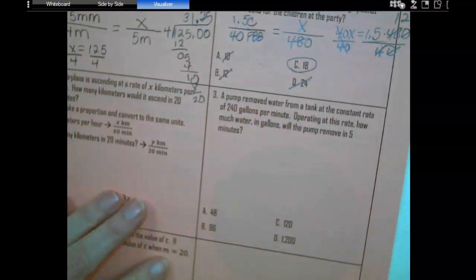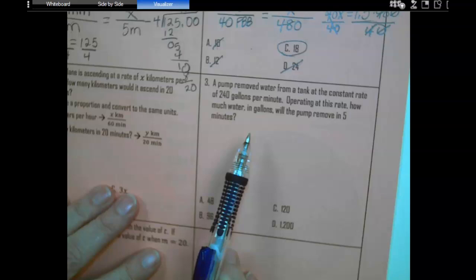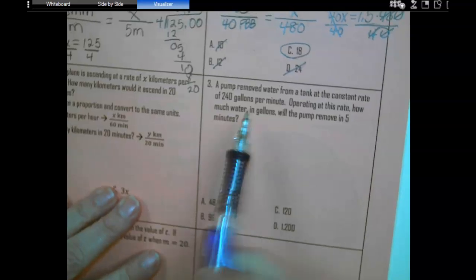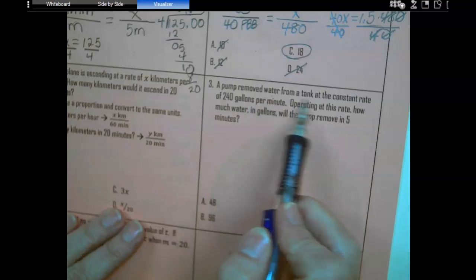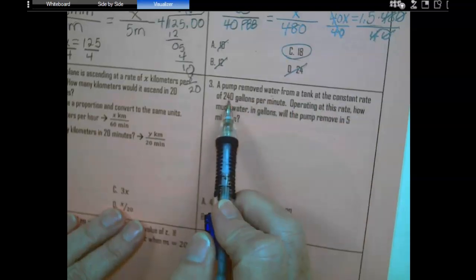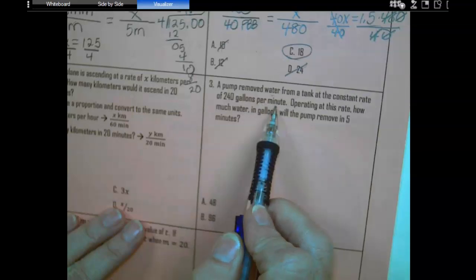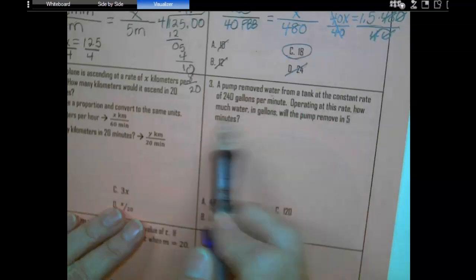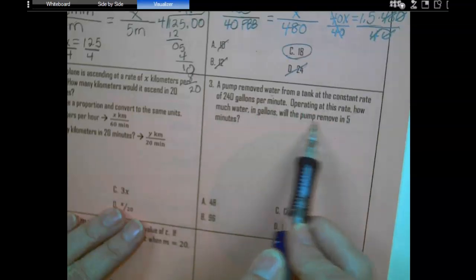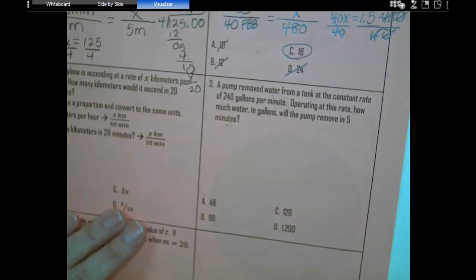Okay. And I want to do the next one, not because it's any more difficult. I'm going to come back to number 2. I'm doing 3. A pump removed water from a tank at a constant rate of 240 gallons per minute. Operating at this rate, how much water in gallons will the pump remove in 5 minutes? So first of all, what do I know? What am I given? 240 gallons per minute, correct?